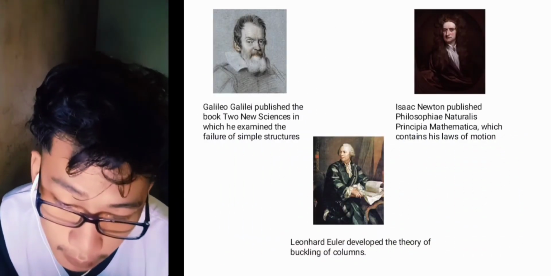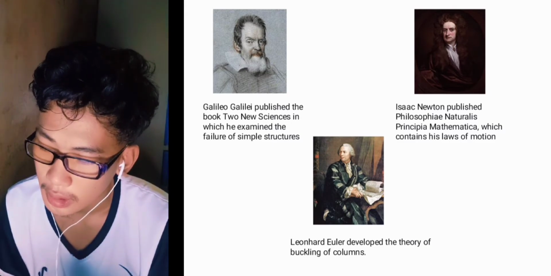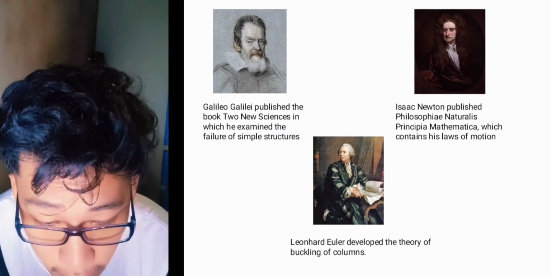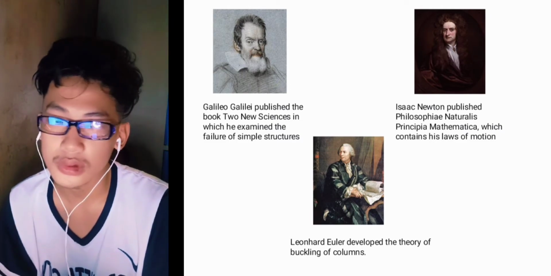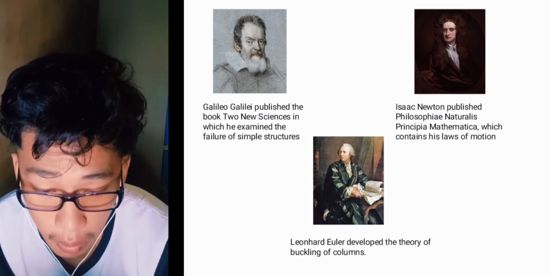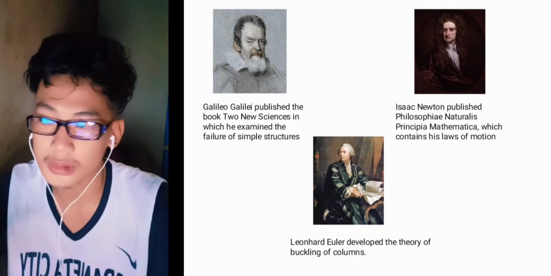Si Imhotep, yung kanang kamay ni Djoser, siya yung gumawa ng pyramid para kay Pharaoh Djoser. Next.